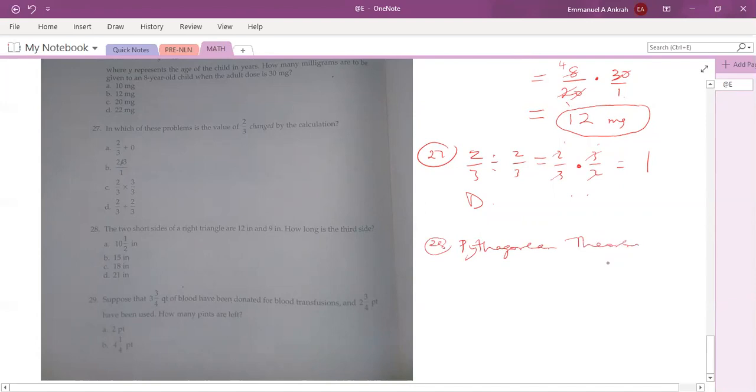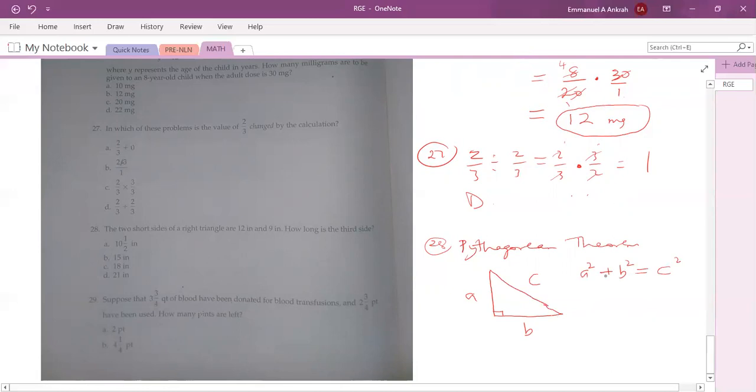Pythagorean Theorem. The Pythagorean Theorem says that if you have a right angle triangle, let's call this side A, this B, and then the hypotenuse C. The long side is the hypotenuse. It says that the square of the short leg plus the square of the long leg is equal to the square of the hypotenuse. This is the Pythagorean theorem. It's always true for right angle triangles.